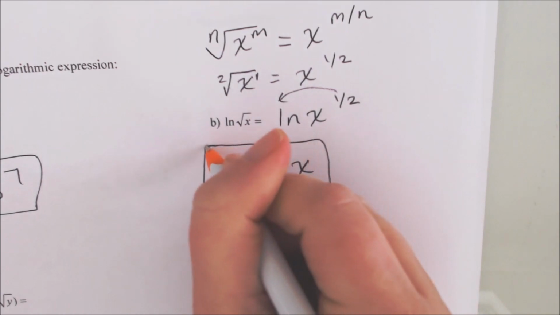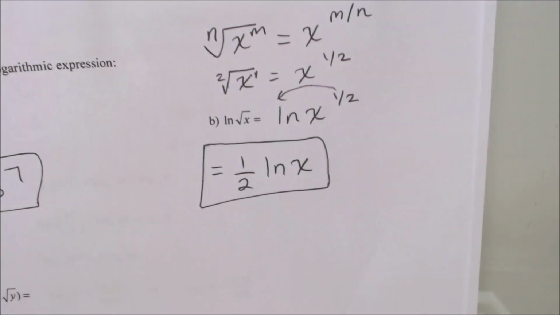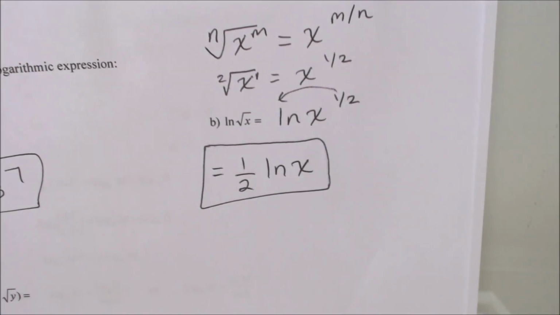So when you're expanding these, anytime you have a radical, change it to an exponent and then move the exponent to the front to be fully expanded. There should not be any radicals when you expand. Let's look at letter C.